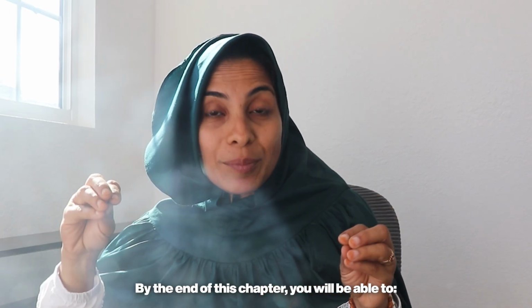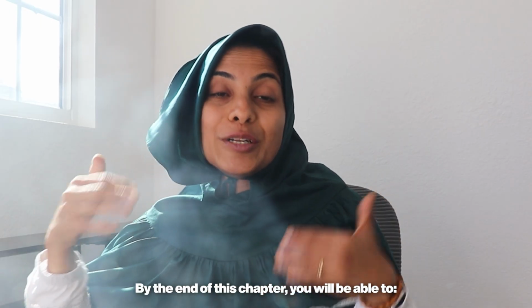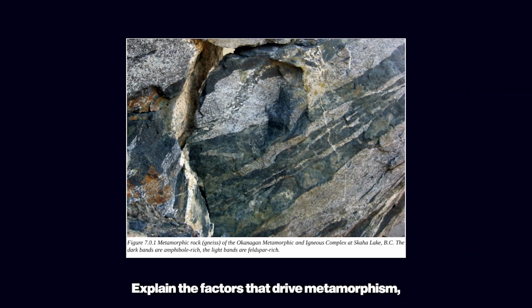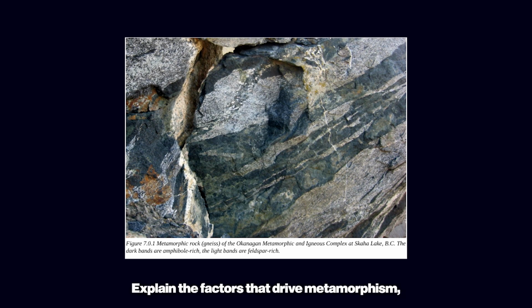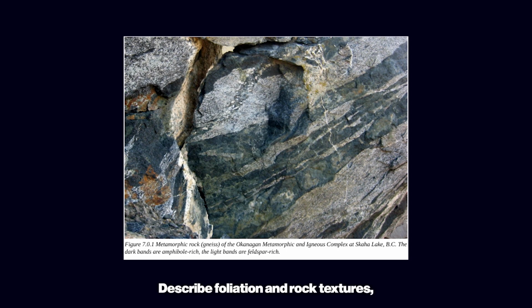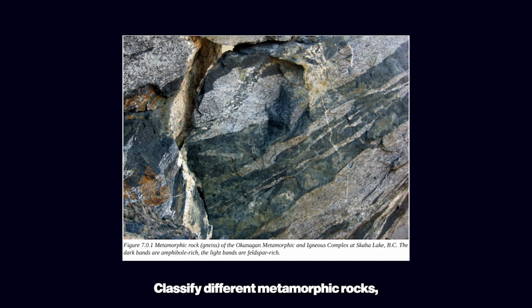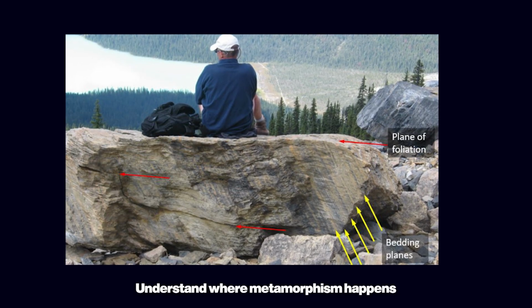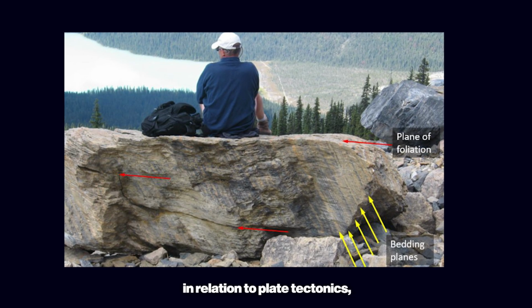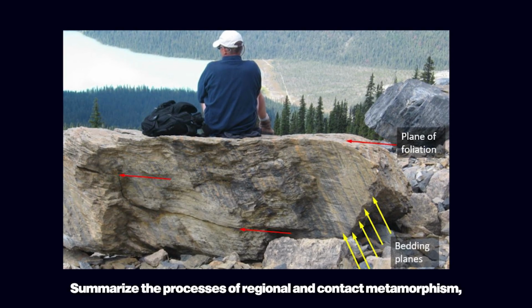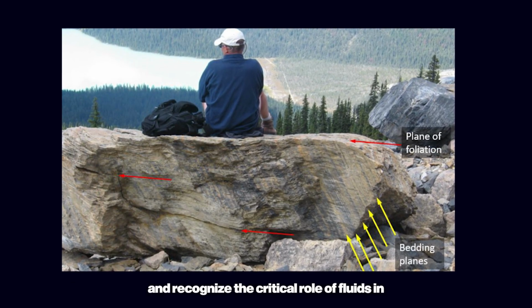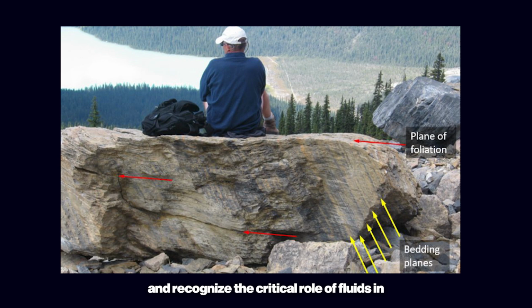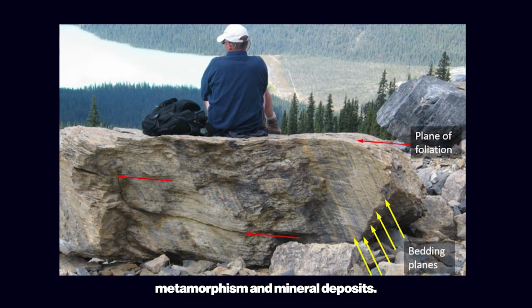By the end of this chapter, you will be able to explain the factors that drive metamorphism, describe foliation and rock textures, classify different metamorphic rocks, understand where metamorphism happens in relation to plate tectonics, summarize the processes of regional and contact metamorphism, and recognize the critical role of fluids in metamorphism and mineral deposits.